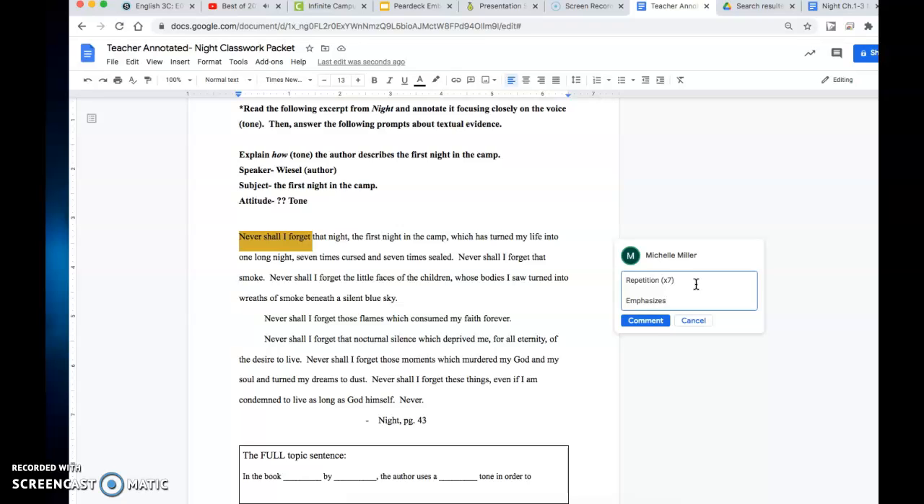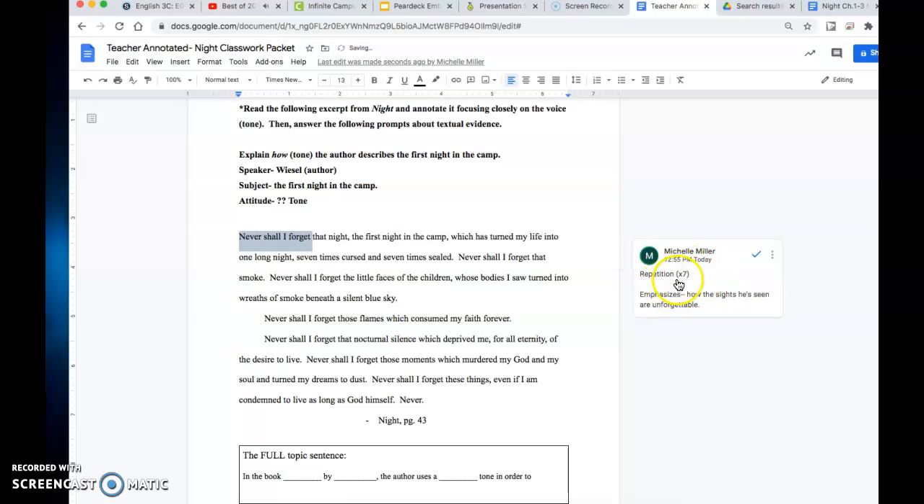In this case, what is never shall I forget emphasizing? It's emphasizing how the sights he's seen are unforgettable, and not in a good way.